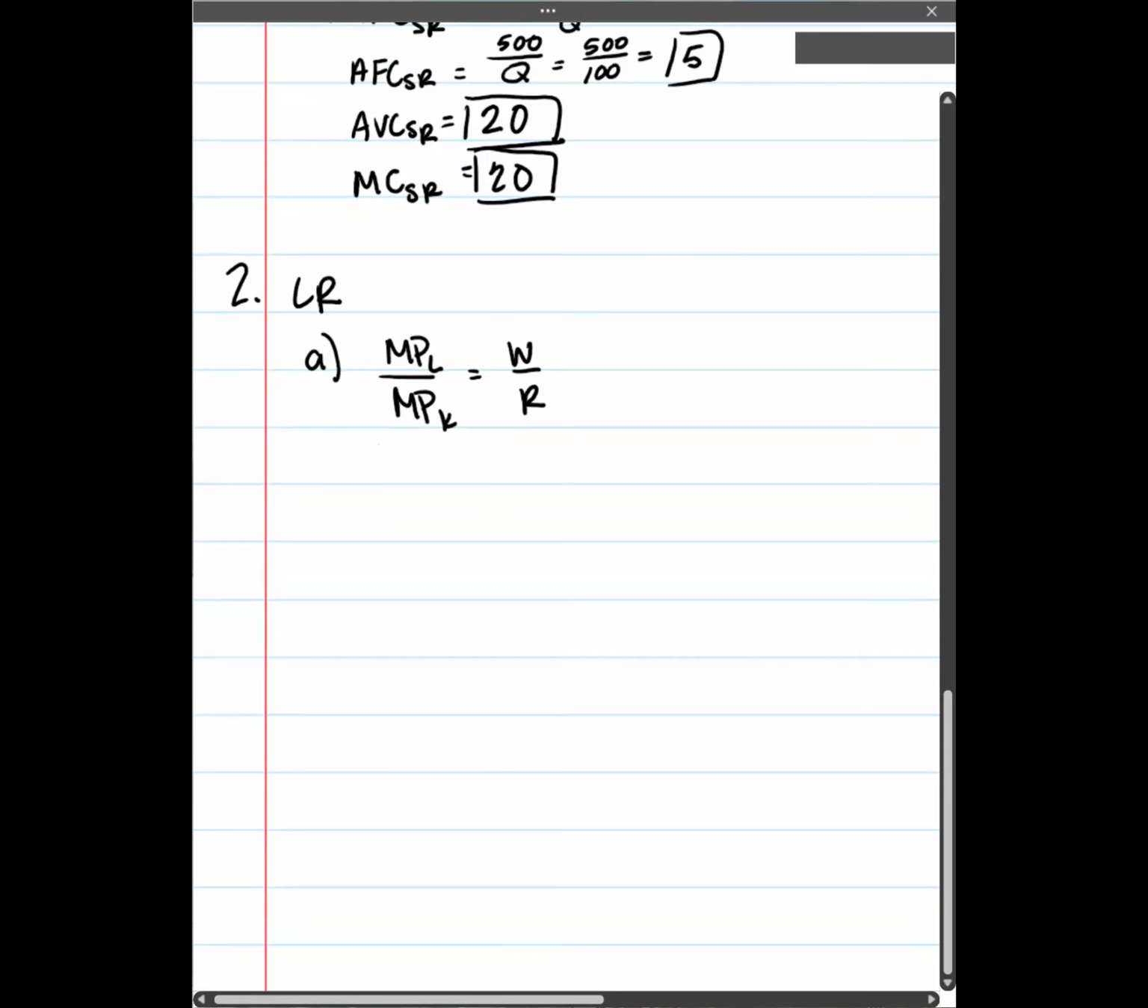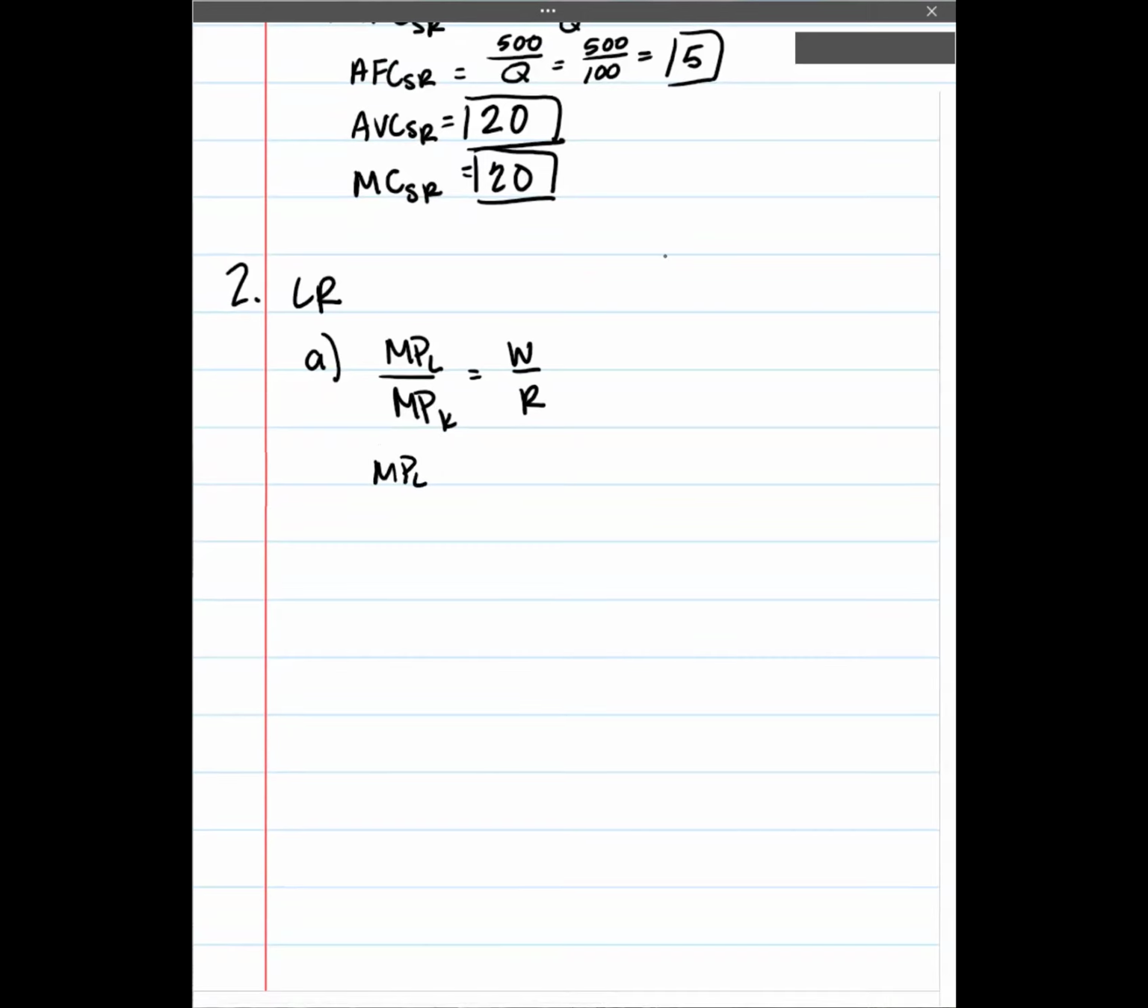So we're given the wage and rent, right? So remember that the wage is $200, the rent is $100. So we just need to find the firm's marginal product of labor and marginal product of capital. Recall that Fry Supply's production function is quantity equal to 2 times K times L.